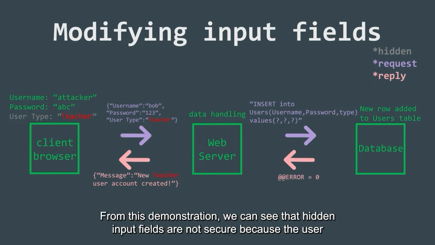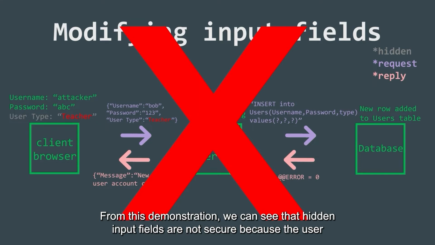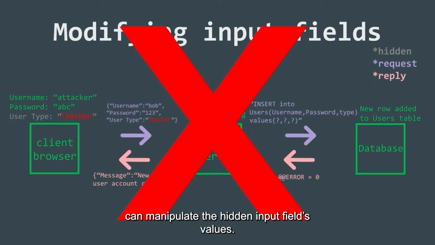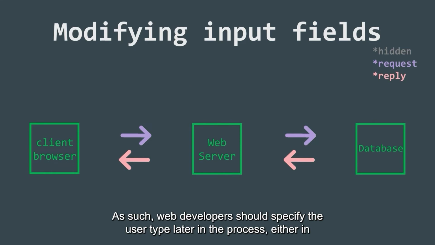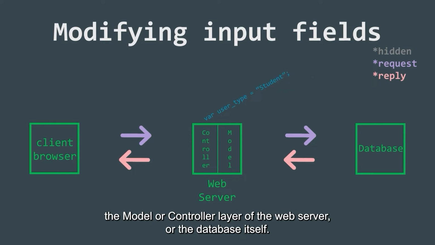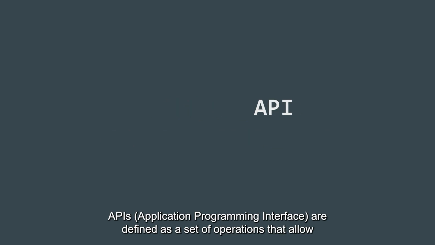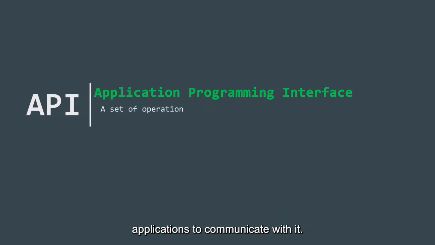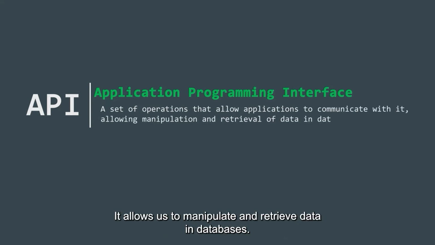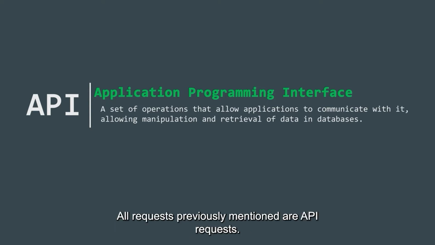From this demonstration, we can see that hidden input fields are not secure because the user can manipulate the hidden input field's values. As such, web developers should specify the user type later in the process, either in the model or controller layer of the web server, or the database itself, in the form of a default value. Another exploit is the modification of request parameters in APIs. APIs are defined as a set of operations that allow applications to communicate with it. It allows us to manipulate and retrieve data in databases. All requests previously mentioned are API requests.